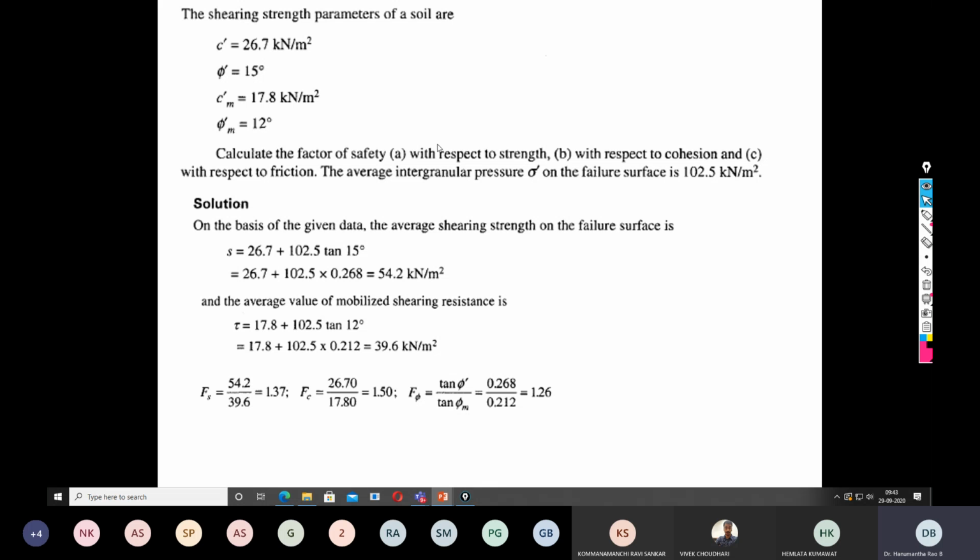Okay, so I have taken small examples just to make you understand the importance of the factor of safety against the cohesion and angle of internal friction. Please take out your notebooks and try to solve these problems, just to get a fair understanding of the factor of safety determination. These are the shear strength parameters of a soil given: C dash is equal to 26.